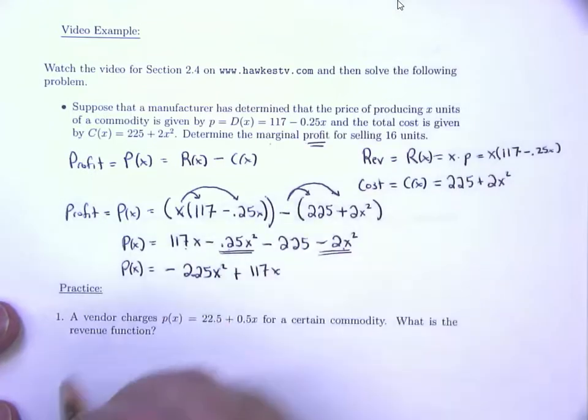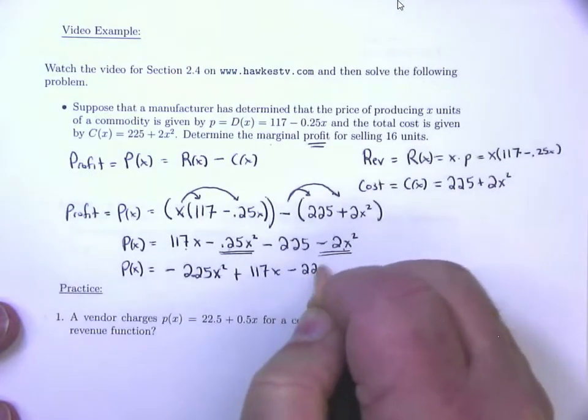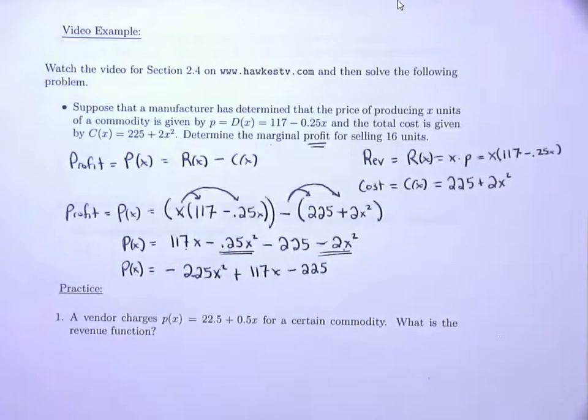117x, this term, and then minus 225. All this is just to come up with the equation so I can actually do the problem. Because you're in calculus class, you are not happy until you take a derivative, and you knew you were supposed to take a derivative with the word marginal. Now, let's calculate that marginal profit.